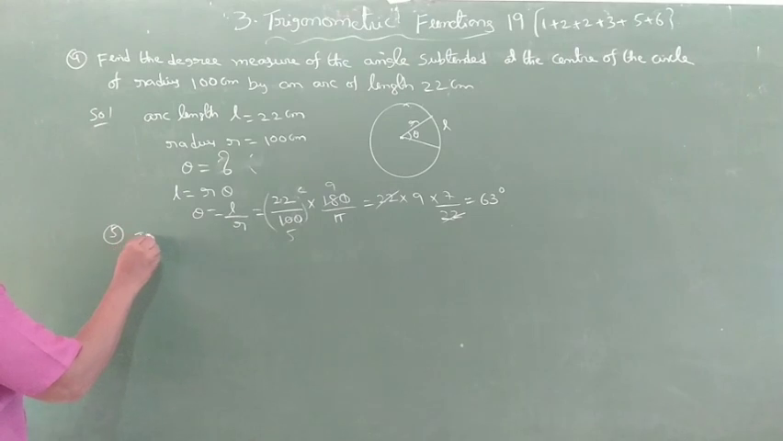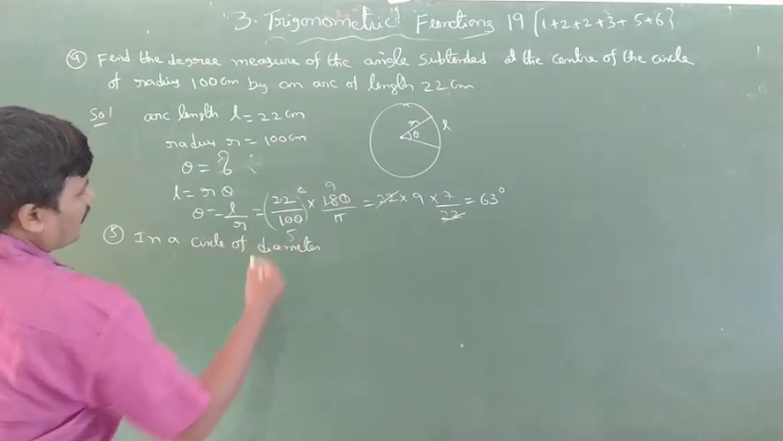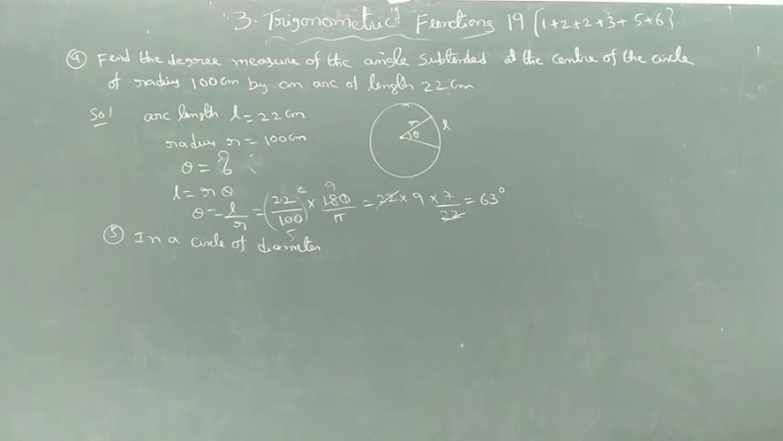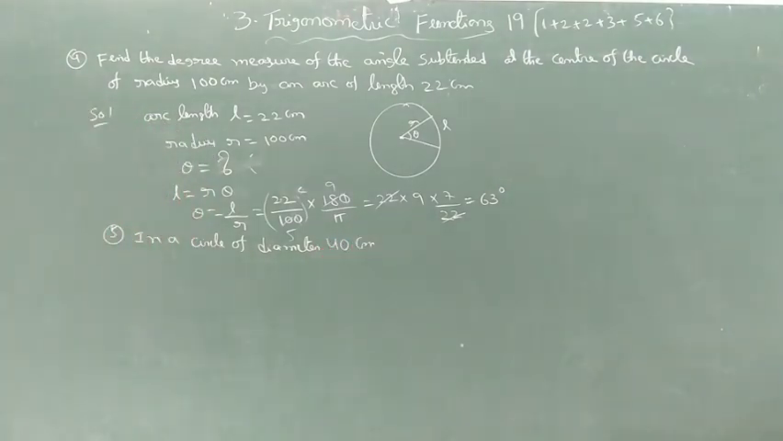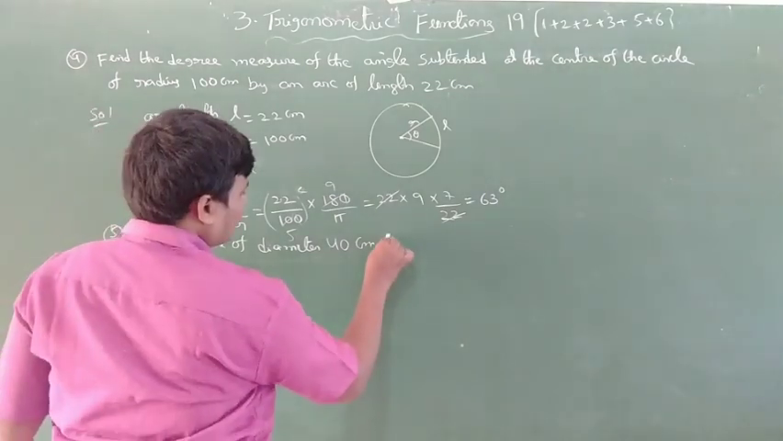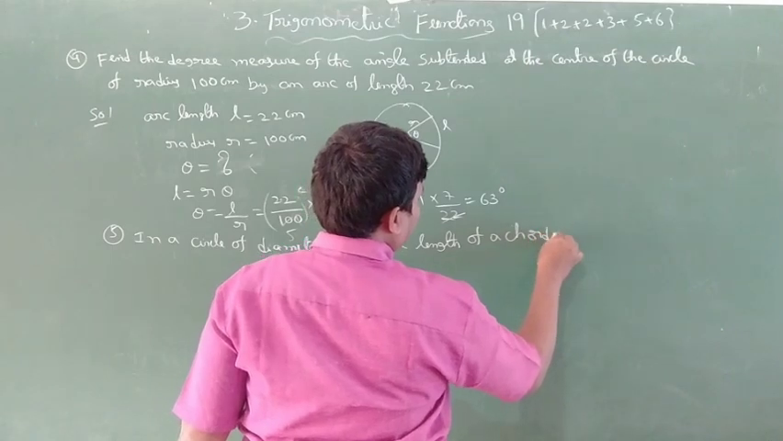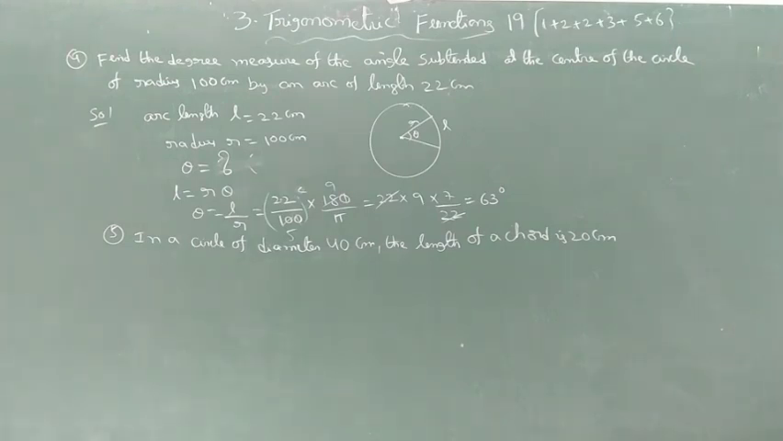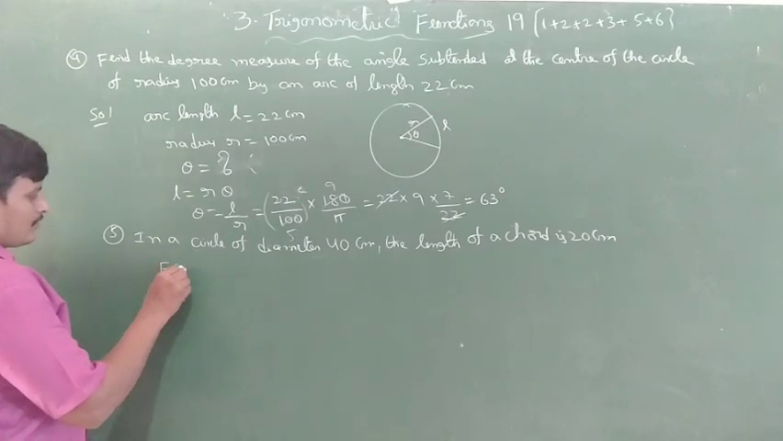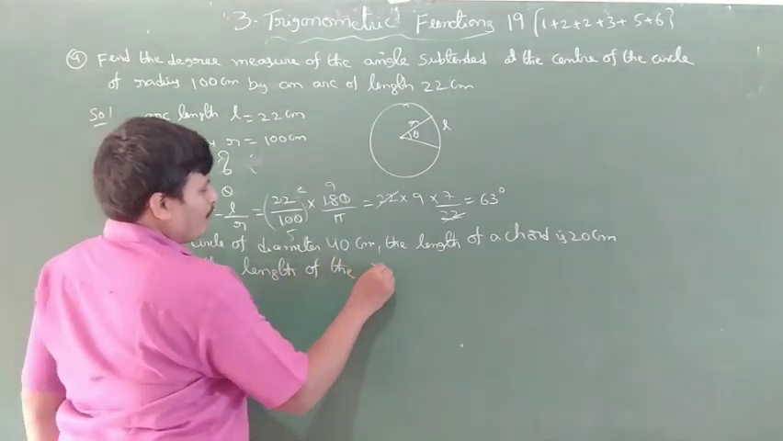Next, the fifth one. In a circle of diameter 40 centimeters, the length of a chord is 20 centimeters. Find the length of the minor arc.